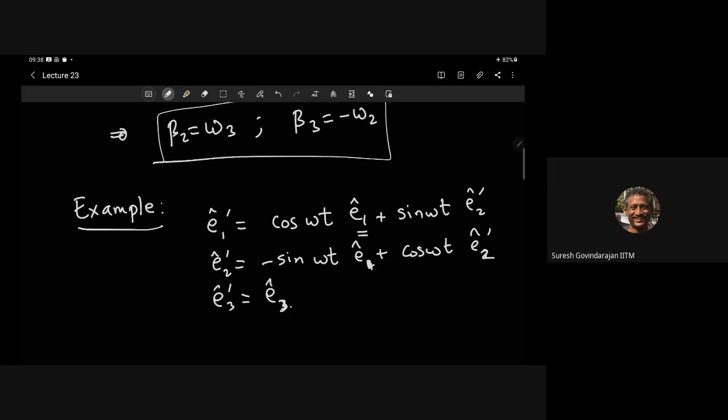So what is this? Why are you putting primes on the E2 caps? Because I messed up. Thank you. Yeah, now it's okay?